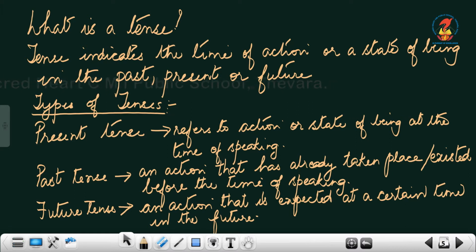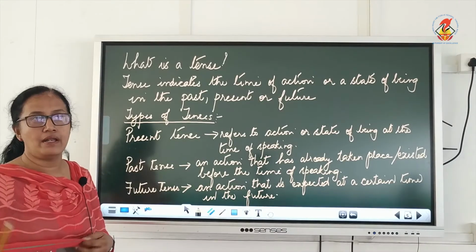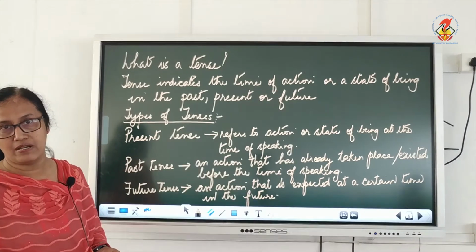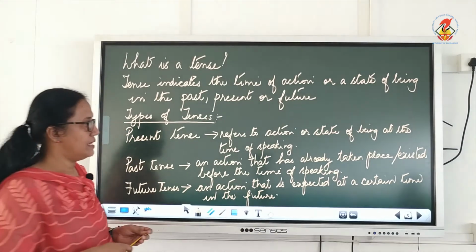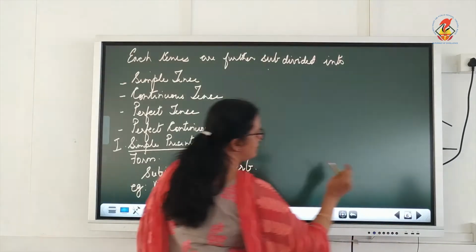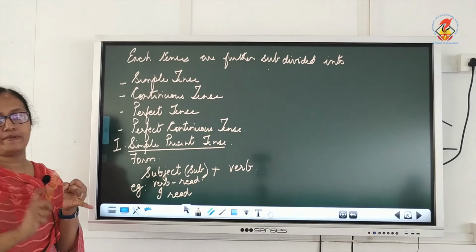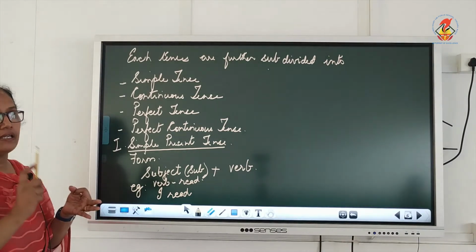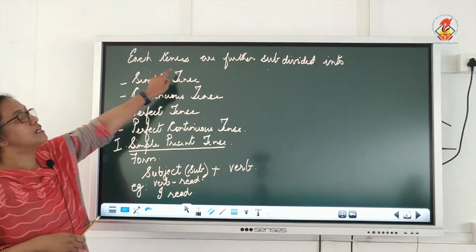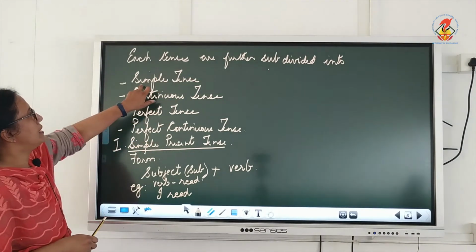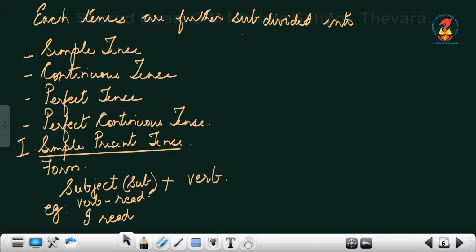Now, future is an action that is expected at a certain time in the future, that is yet to happen. I do not know what is going to happen in the next 5 minutes, so that is yet to happen, that is in the future. So these are the main tenses that we are going to learn about: past tense, present tense and the future tense. Each of these tenses is further subdivided into four: the simple tense, the continuous tense, the perfect tense and the perfect continuous tense.